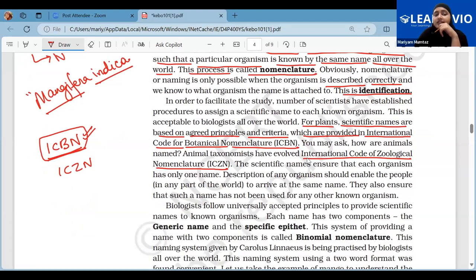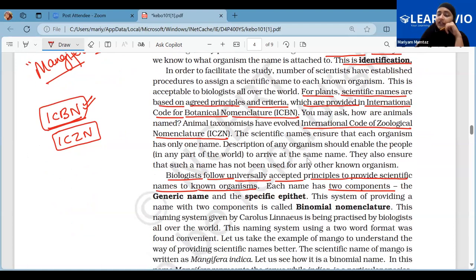Okay, so they have set certain rules and regulations which have to be followed. Now, biologists follow a universally accepted principle to provide scientific names to known organisms. Each name has two components, just as our names also have two components: one is the primary name, one is the surname, isn't it? In the same way in biology, the name has two components. The first is the generic name, and then there is the specific epithet. Since there are two names, this system of naming is known as binomial nomenclature.